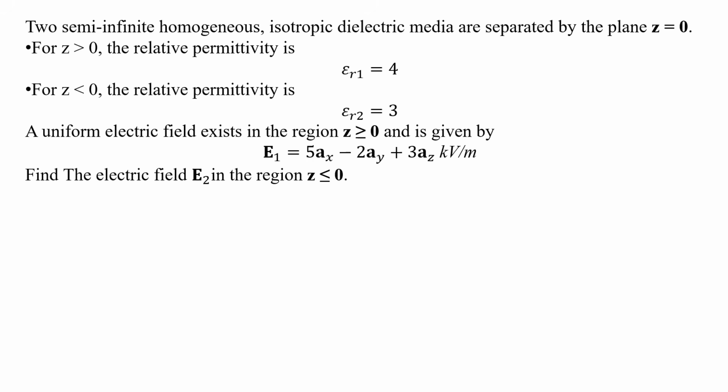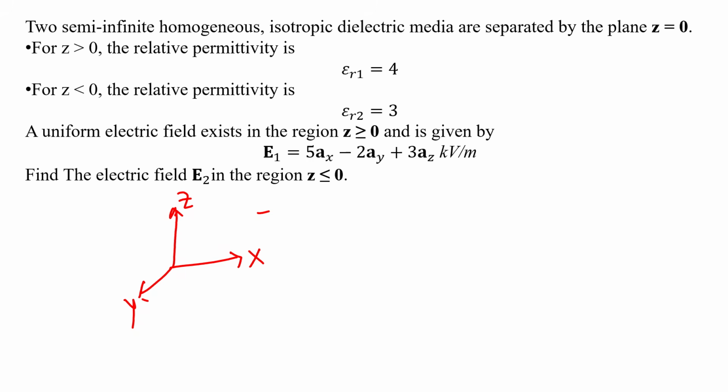So the question is like this, that there are two semi-infinite homogeneous isotropic dielectric media which are separated by the plane z equals to 0. Before solving this kind of problem, we need to understand the positioning of the plane which is separating two different media. Okay, so first I'll draw the three coordinate axes. Let us assume this is my z axis, this is my x axis, and this is my y axis.